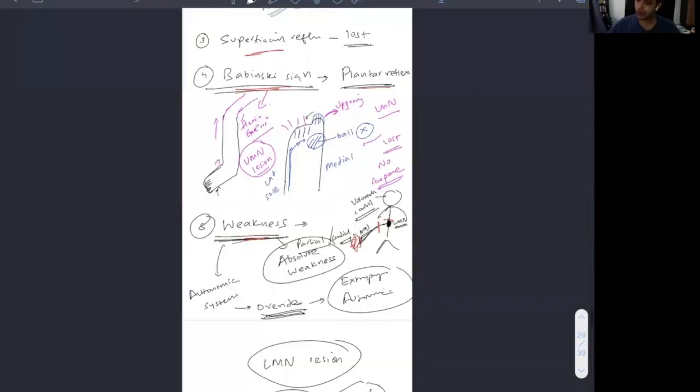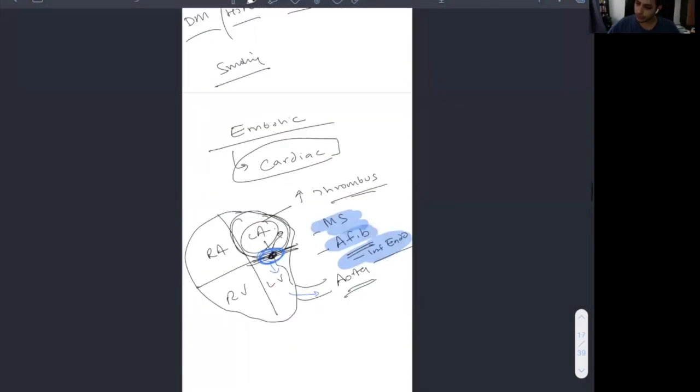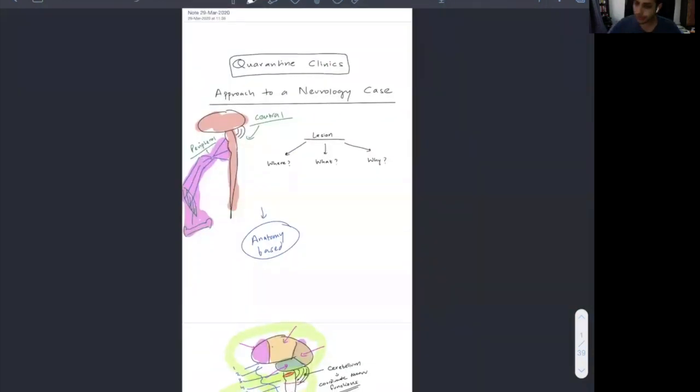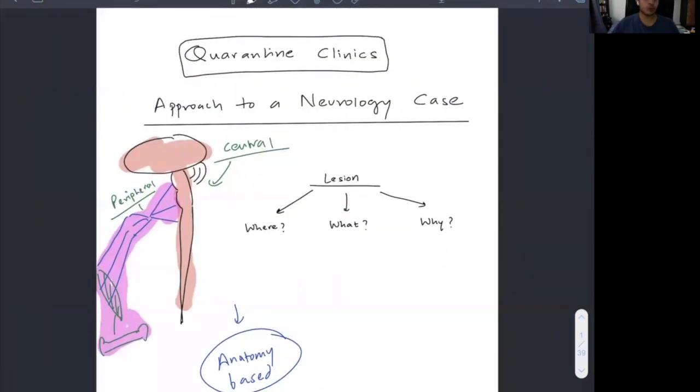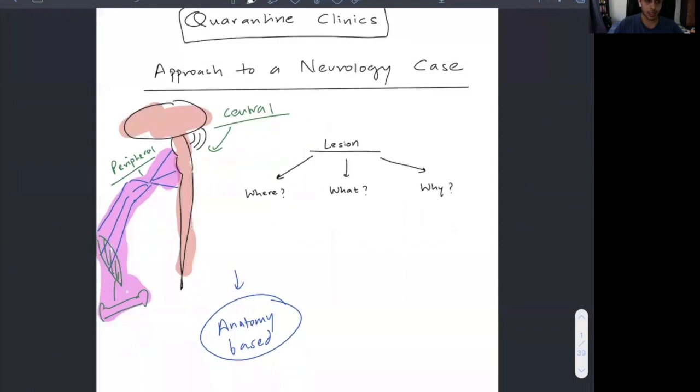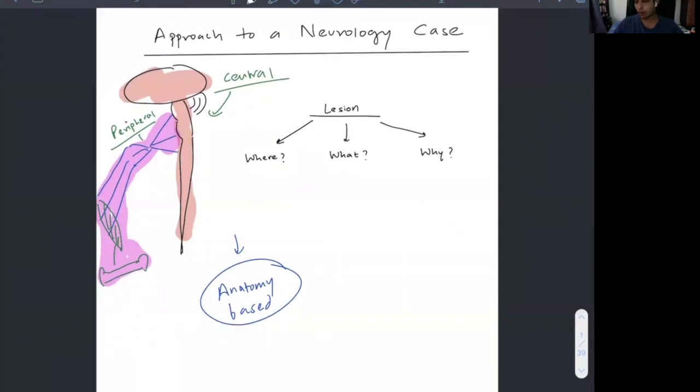So we started off on day one with how to approach a neurology case. We started off by saying that there is a central and a peripheral nervous system, and that every lesion has to be approached as a where, what, why pattern. So the where is the anatomy, the what is the type of lesion, and the why is the etiology of the lesion.